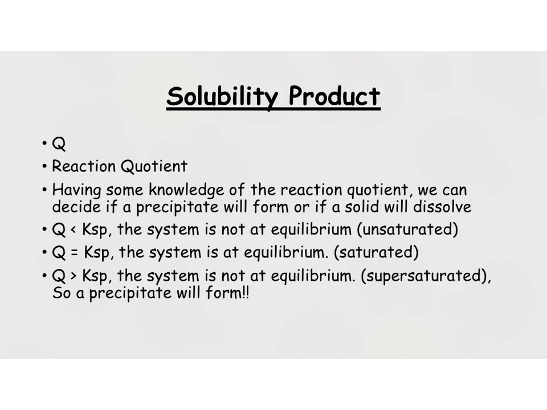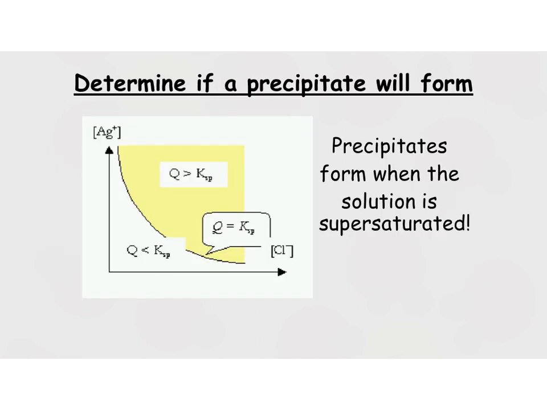If Q is equal to KSP, it's at equilibrium. This is called saturated. If Q is greater than KSP, that means you have too much stuff dissolved, so it's supersaturated. So you're going to form a precipitate in this case. So the only time you're ever going to form a precipitate is when you're in a supersaturated solution.